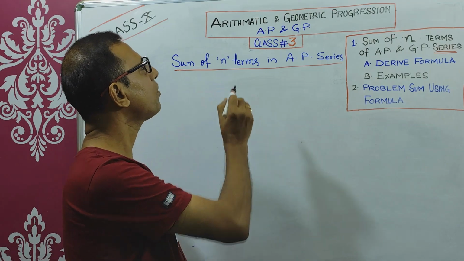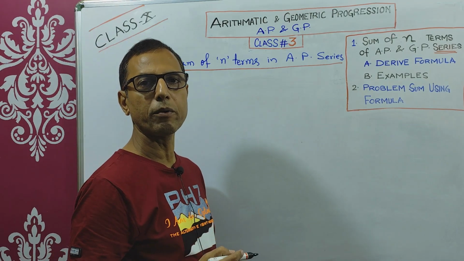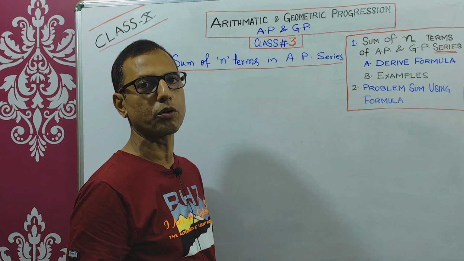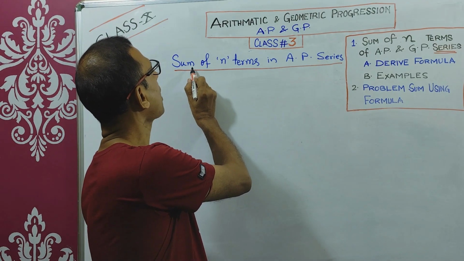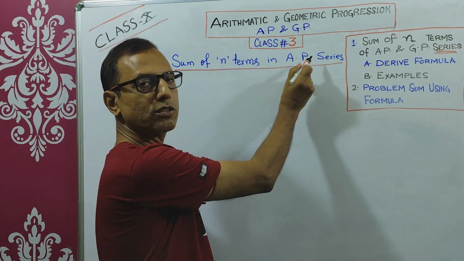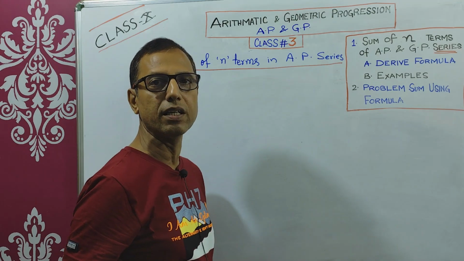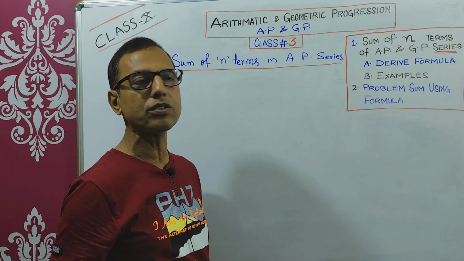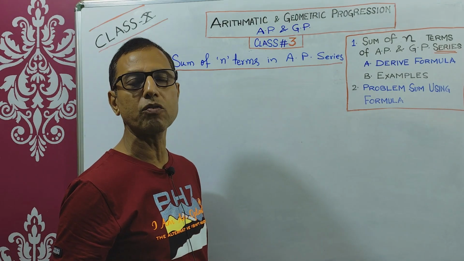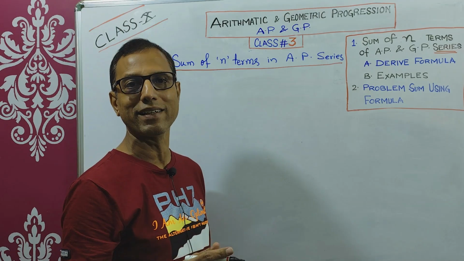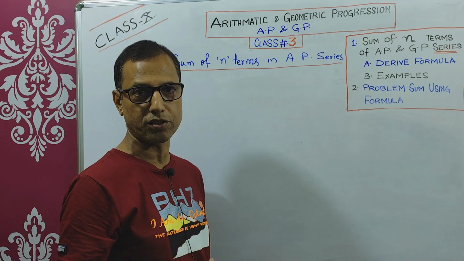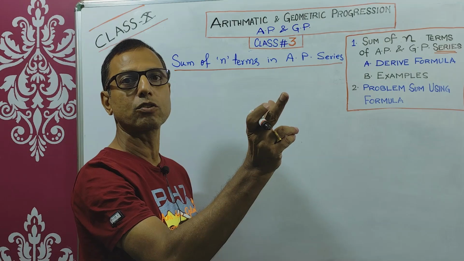As of now, we are talking about arithmetic progression and geometric progression. But when I talk about the sum of n terms in an AP series or GP series, why does the series come into the picture? Series comes into the picture when you can express any pattern in the form of addition or subtraction. Then that pattern is called a series.